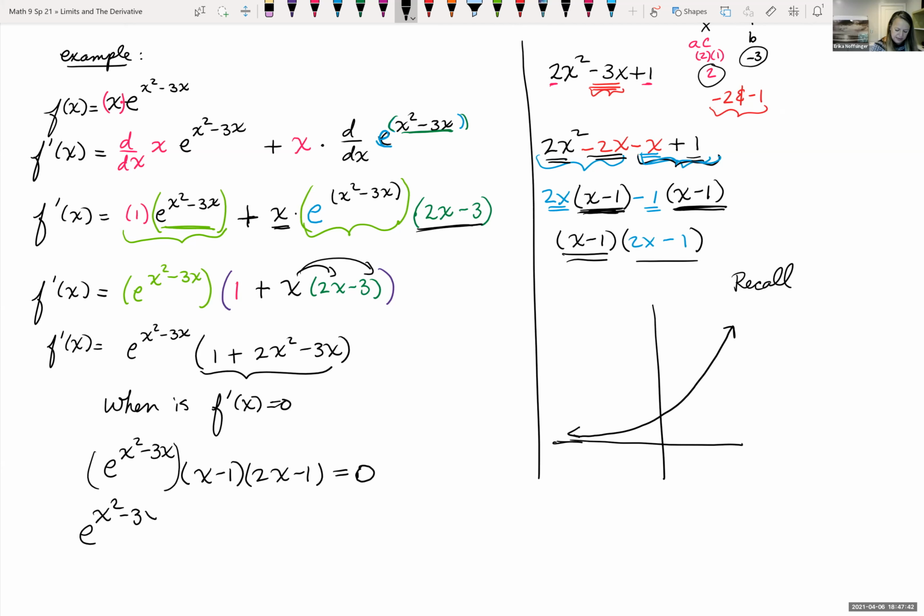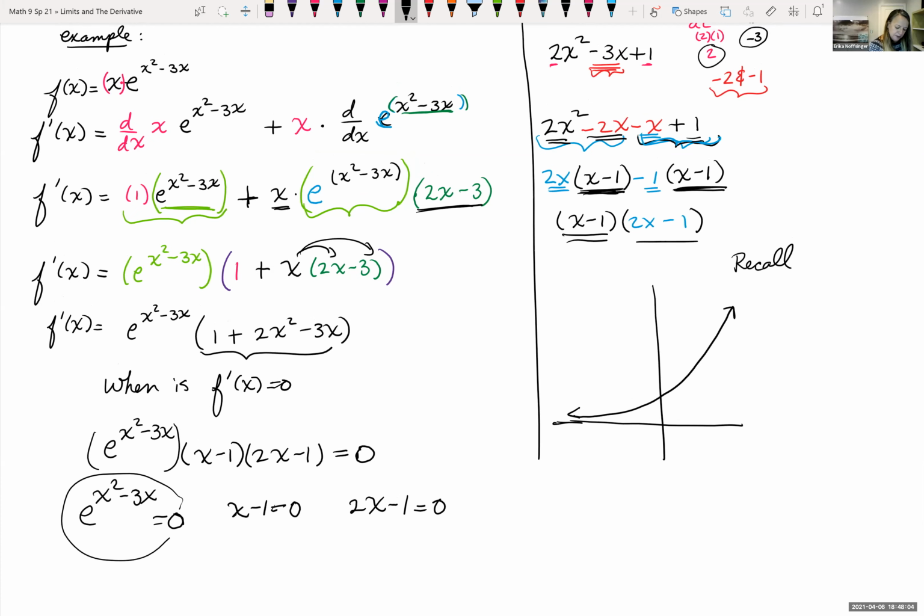We also have to look at when is x minus 1 equal to 0, and when is 2x minus 1 equal to 0. We just said that the exponential never happens. But x minus 1 is equal to 0 when x is 1, adding 1 to both sides. And 2x minus 1 is equal to 0 when, adding 1 to both sides, we get 2x equals 1. Divide both sides by 2, and we get x as a half.